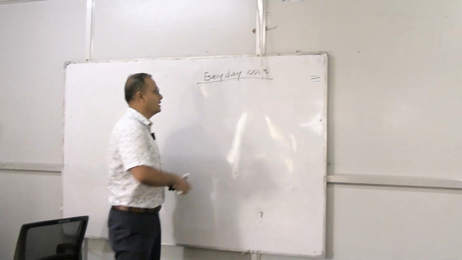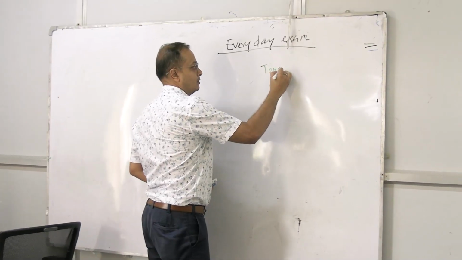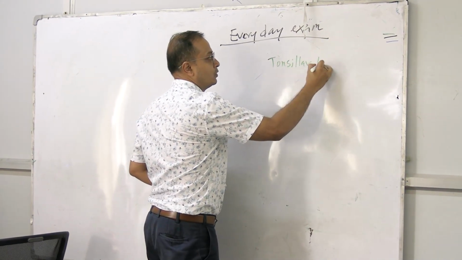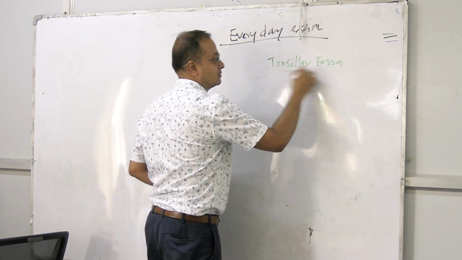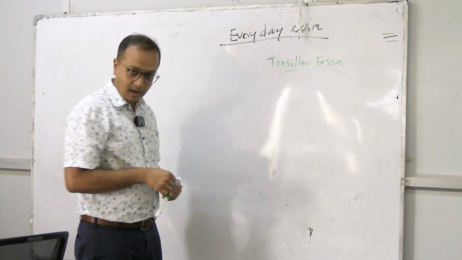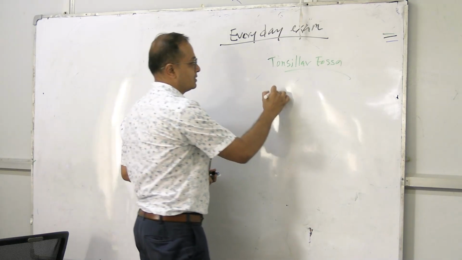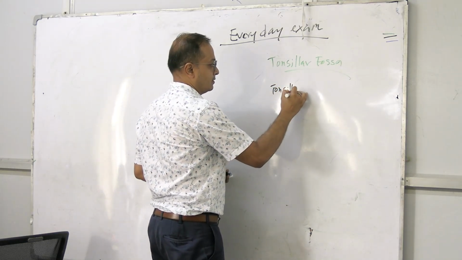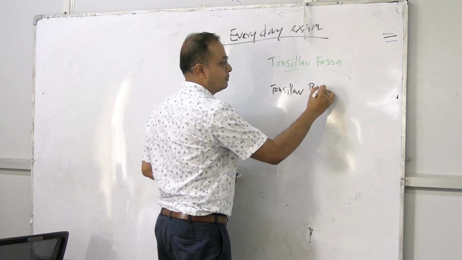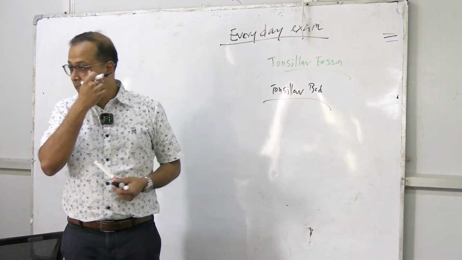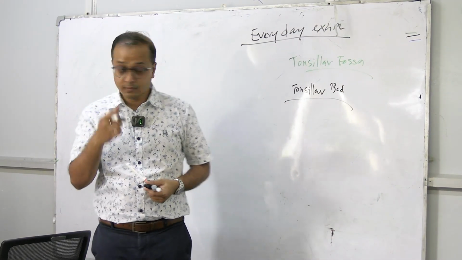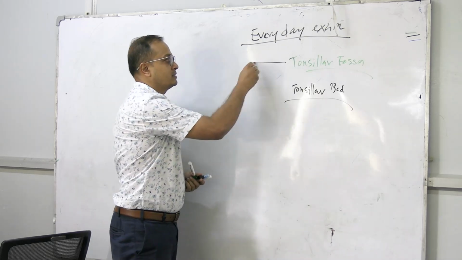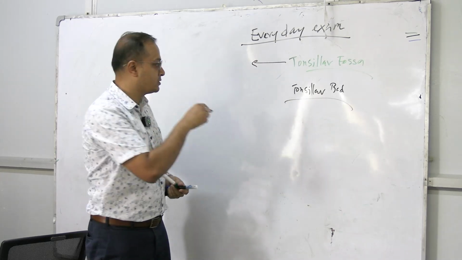One entity we call Tonsillar Fossa, and the other entity we call Tonsillar Bed. These two need to be clarified and understood. Now, first thing, this is the easy one, Tonsillar Fossa.